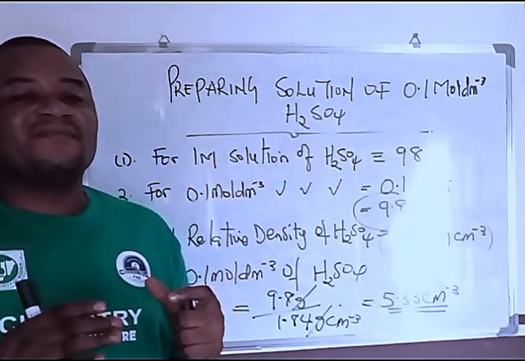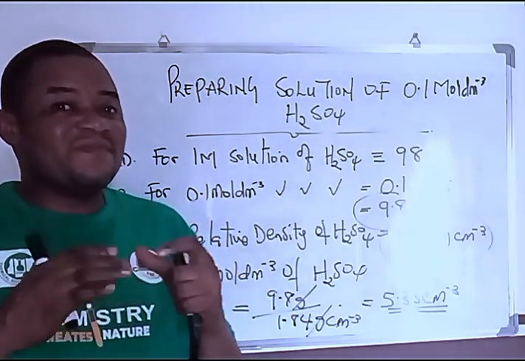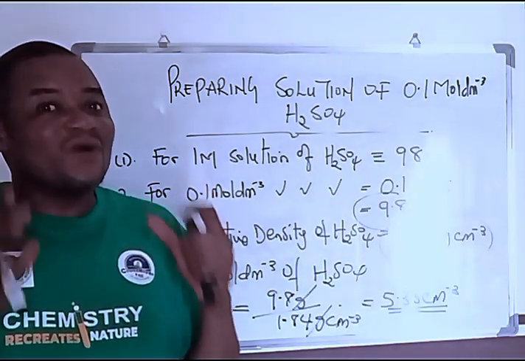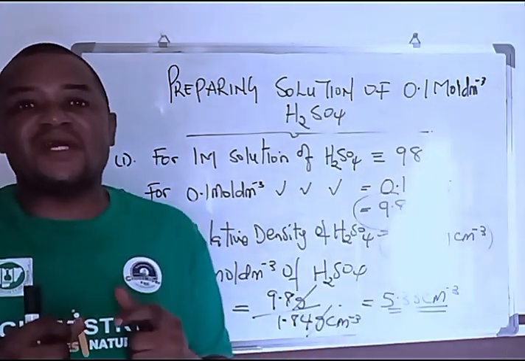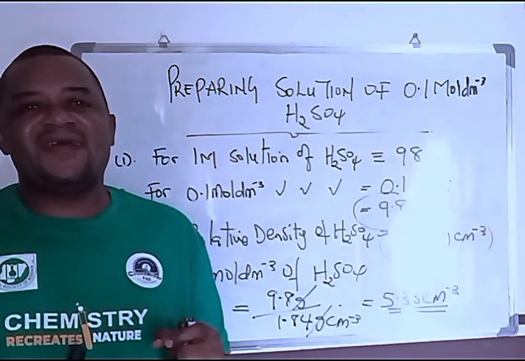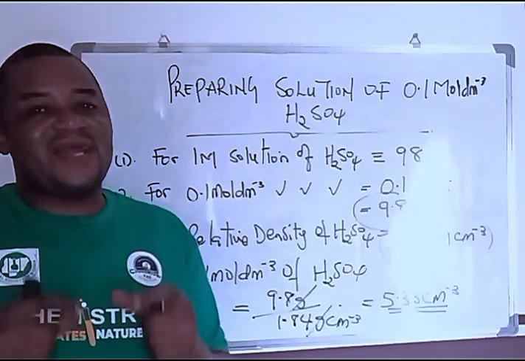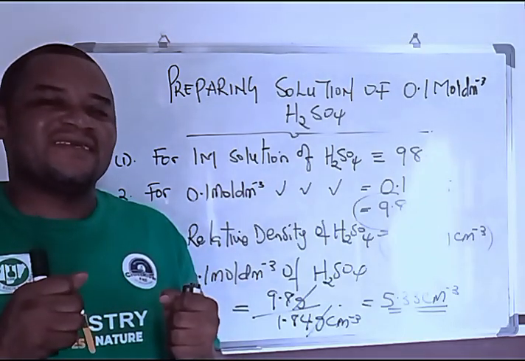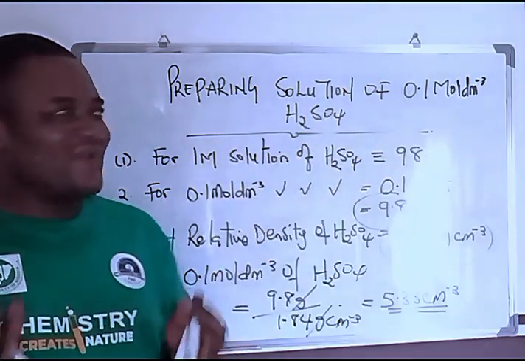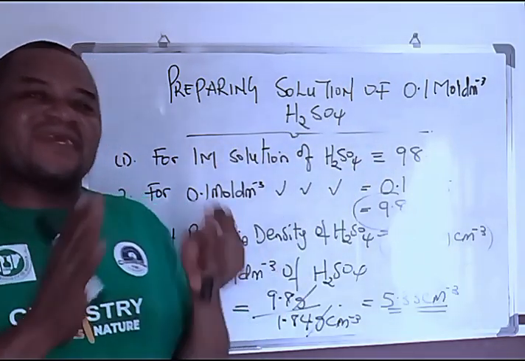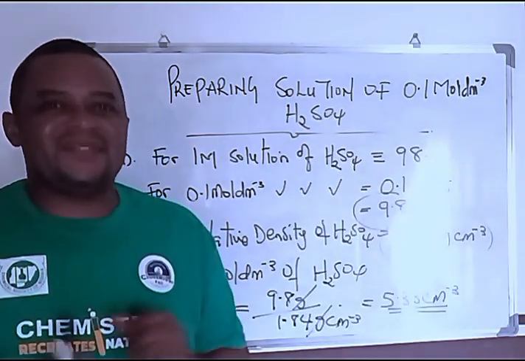you measure water up to about 900 or 850 mils in a volumetric flask of 1000 mils, and then you empty this quantity of acid gradually through the side of the flask into the water, and then you add distilled water to the graduation mark of that volumetric flask, and then you shake it. You have comfortably prepared 0.1 mole per dm cube of sulfuric acid. You can use that to do your laboratory experiment as it were requested.